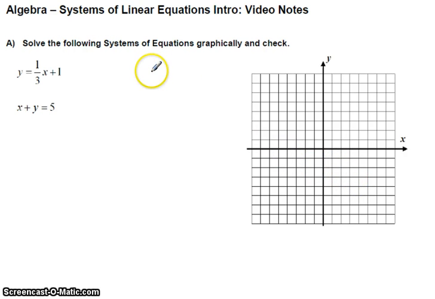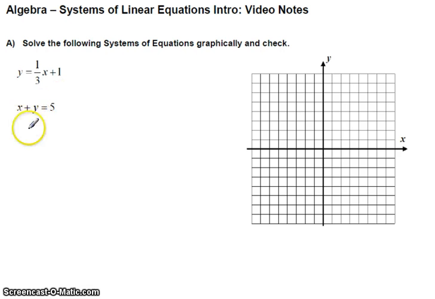Alright, so the directions say solve the following system of equations graphically and check. And what you'll see here is we've got two equations. If I look at the first one, we can tell it's a line because it's y equals mx plus b. So with this one our slope is 1/3 and our y-intercept is 1. Now when we're graphing this one, we do not need to make a table of values because it's linear.